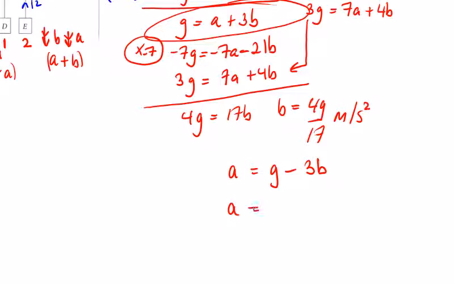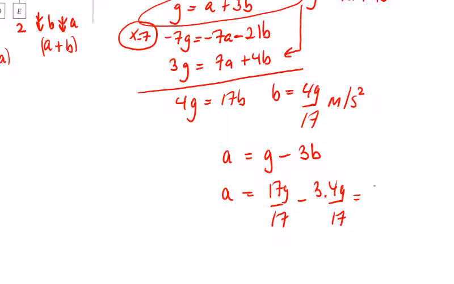a is equal to a full g, over 17: 17g over 17 minus 3 times 4g over 17 is just going to be 17 minus 12, or 5g over 17 meters per second squared.